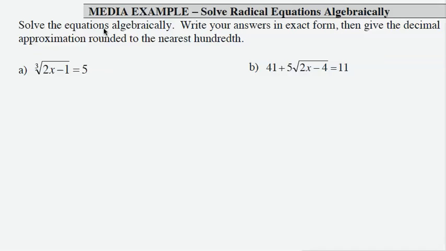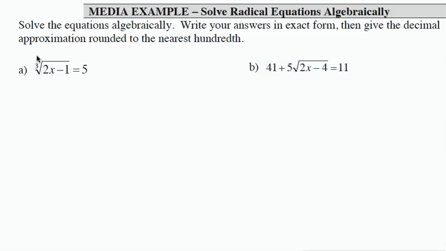In this problem, we're asked to solve the equations algebraically, write our answers in exact form, and then give decimal approximations rounded to the nearest hundredth. When we are working with a radical equation, in order to solve, the first thing we want to do is make sure that the radical part of the equation is isolated, or by itself. So in this case, the radical part is this part right here. It is by itself in this case, and so our next step is to clear the radical.